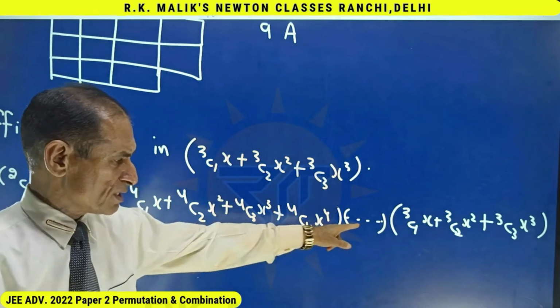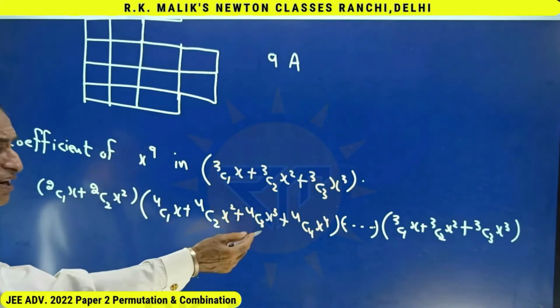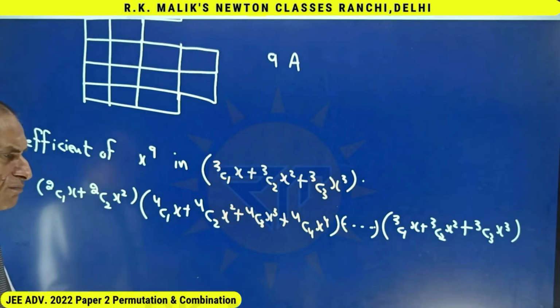Here the same thing will be coming as this. If you are not able to understand the reason for it, then I would say that please make your concepts of the chapter of permutation and combination strong.